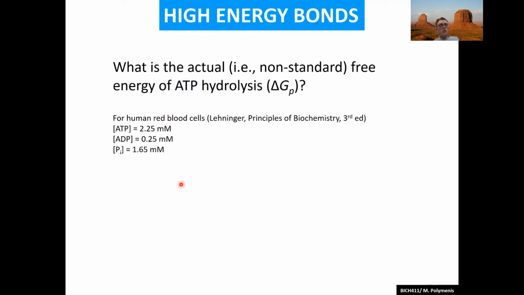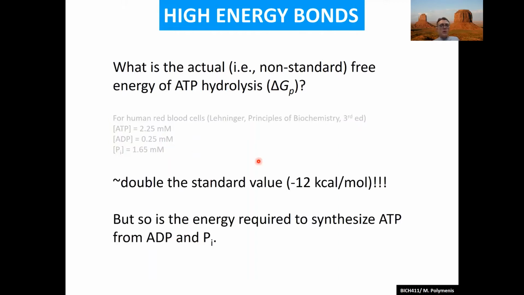So if you know this now, you can go to our equation. Delta G equals minus RT ln K, the natural log of the equilibrium constant. And the K here, you can calculate for the actual amounts you have, not 1 molar everything, right? And if you do that, the actual delta G at non-standard conditions, where you have these concentrations, is almost double. It's minus 12 kilocalories per mole. So you release 12 kilocalories for every mole of ATP you hydrolyze.